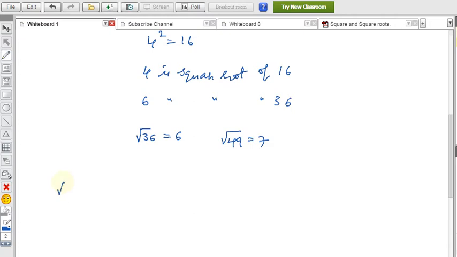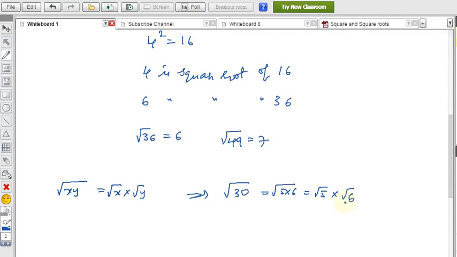For example, in terms of variables, root of x into y is square root of x into square root of y. So we can separate the product. For example, square root of 30: we can write 30 as a product of 5 into 6. So we can split it, root 5 into root 6. So root 30 we can write as root 5 into root 6.